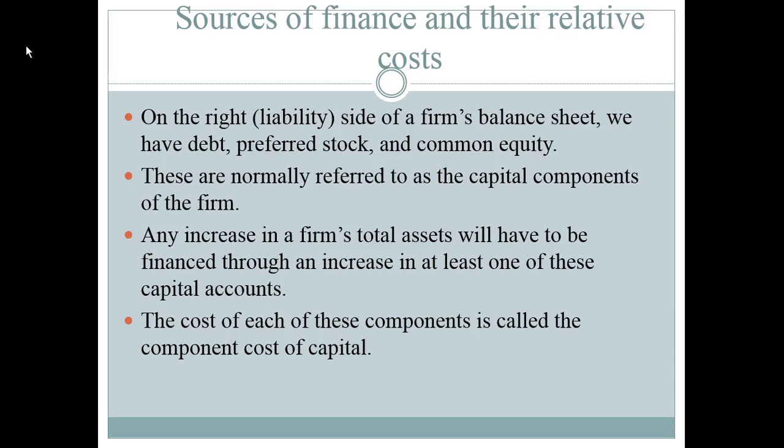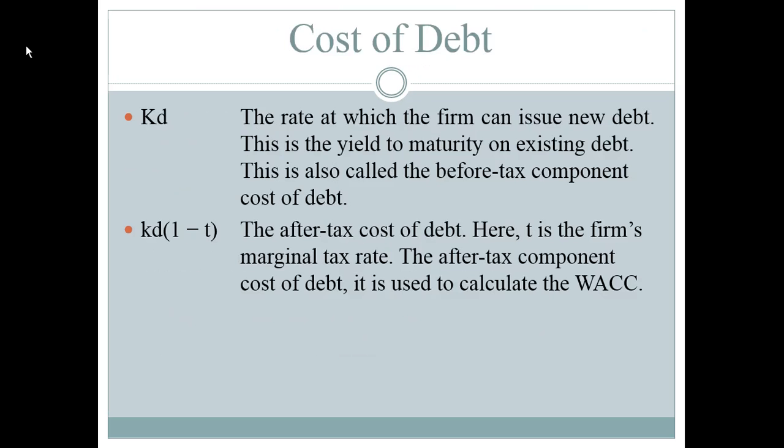Alright, so if our assets are increasing, this is financed by an increase in either debt, preferred stock, or common equity. The cost of each of these components is called the component cost of capital. So we start by looking at the cost of debt.